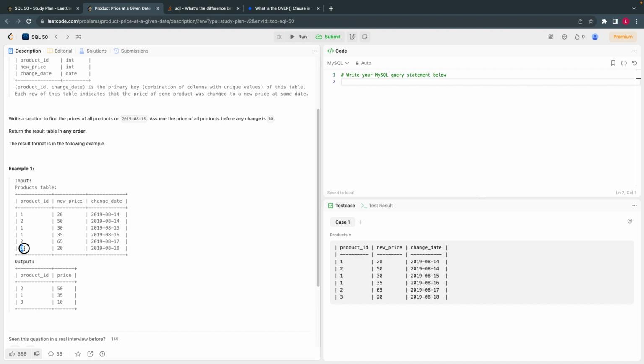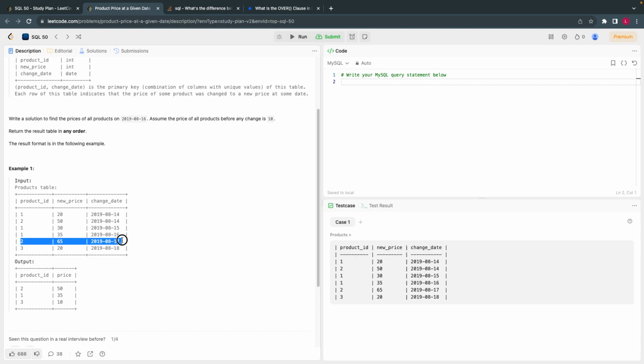And for product 3, the price on the 18th is 20. But we need the price on this day. Because they haven't changed any price till the 16th, we have to assume it's 10, the default. So that is the reason it is 10 for product 3, and we are not considering the later price. I hope you understood the problem.